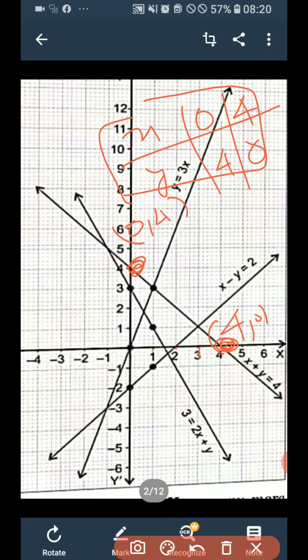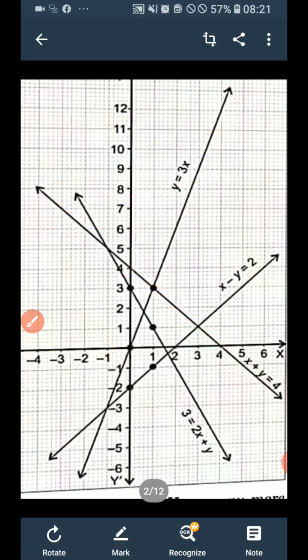If I join these two points, as you know that a line doesn't have any endpoint, this is the graph of the required line. Similarly, my dear students, you can draw the graph of the rest of the equations.